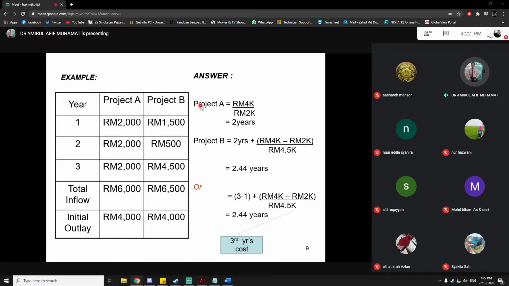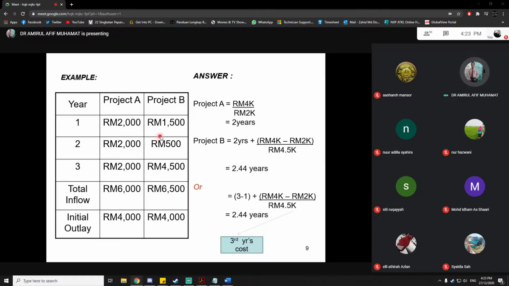Or you can use the formula as shown in the previous slide. So 4,000 is the initial outlay, the cost, divided by the income, 2,000. So 2 years. In 2 years, the company can cover the cost. Whereas for project B, you need to add up, you need to add up until you find the total amount of the initial outlay.